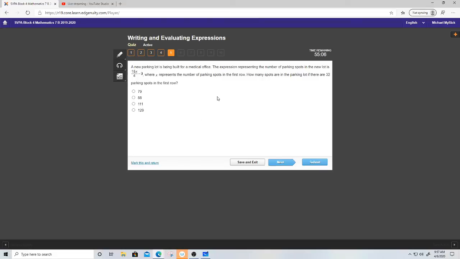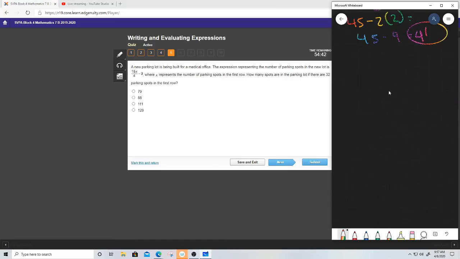A new parking lot is being built for a medical office. The expression representing the number of parking spots in the new lot is this awesomeness, where X represents the number of parking spots in the first row. How many spots are in the parking lot if there are 32 parking spots in the first row? I mean, this formula acts like the parking lot changes. Like we're going to come to work tomorrow, there's going to be less or more parking spaces. Well, they gave us a formula and they gave us 32 spots. So we just put that right in there for X.